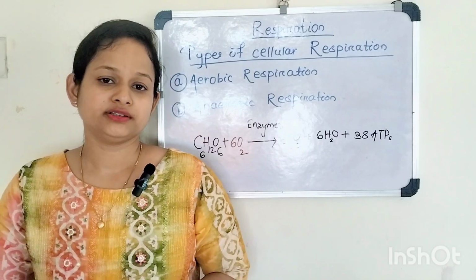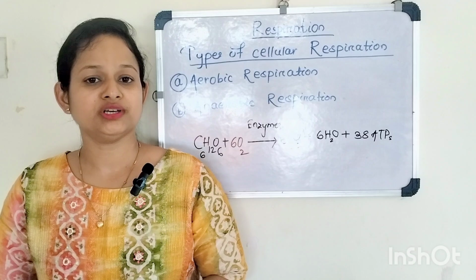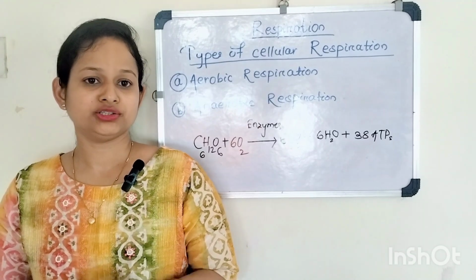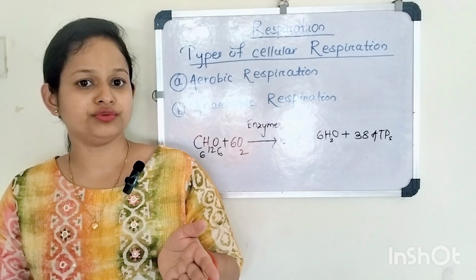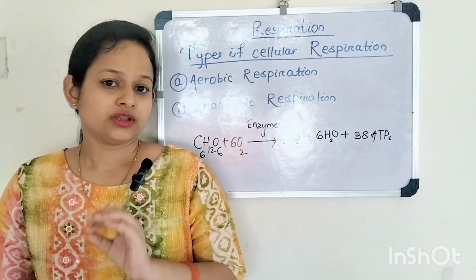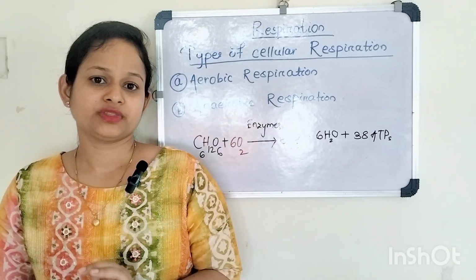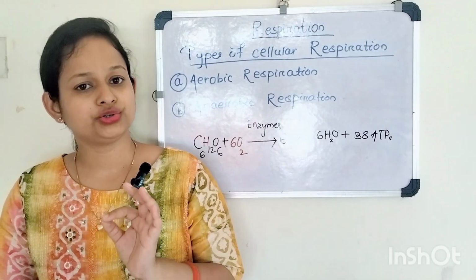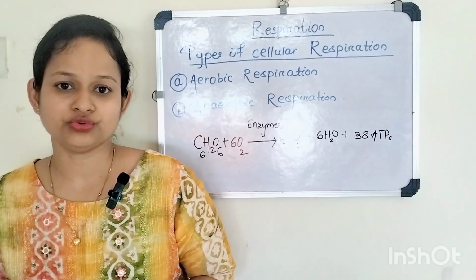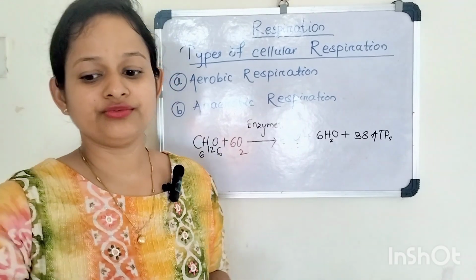And here the process is known as fermentation, and the energy that is produced in this anaerobic mode of respiration, in the absence of oxygen, is very much less, which is 2 molecules of ATP. So let us write the equation of anaerobic respiration.